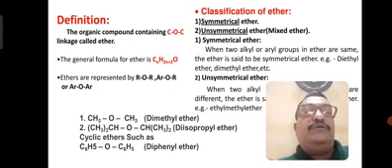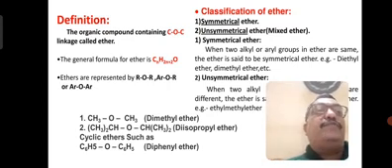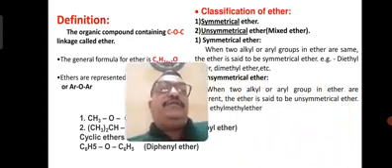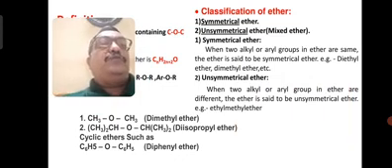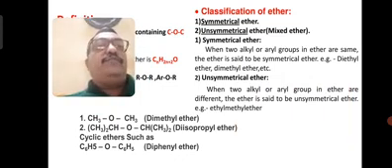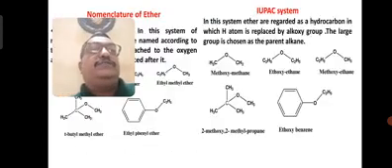C2H5OC2H5, diphenyl ether, 2 aromatic rings. Okay, so in the first definition I have told you the classification, that is symmetrical ethers and unsymmetrical ethers. Symmetrical ethers have 2 alkyl or 2 aryl groups the same, and they are called symmetrical. If one is alkyl and another is aryl, or 2 different aryl groups, they are called unsymmetrical ethers. This I have discussed.